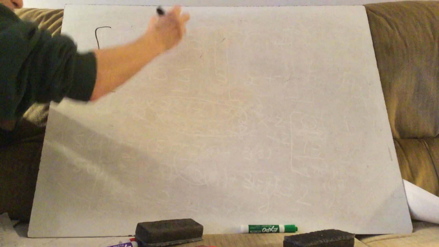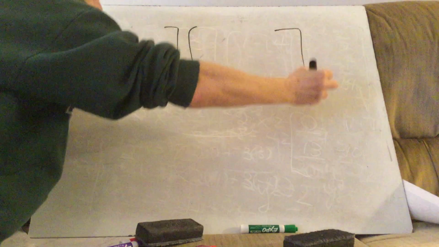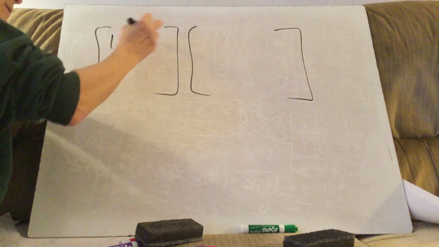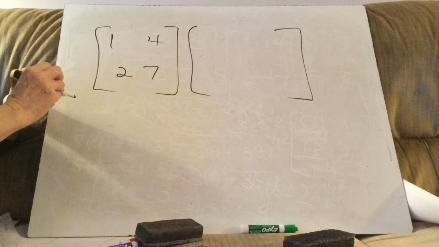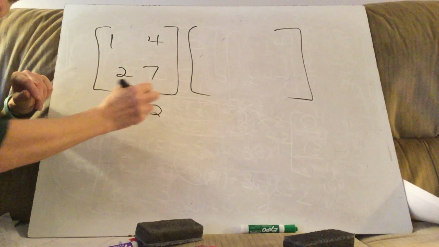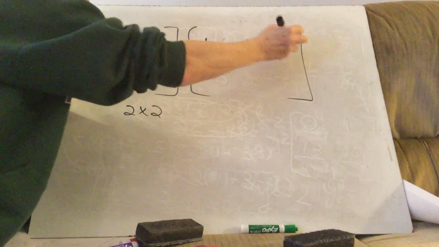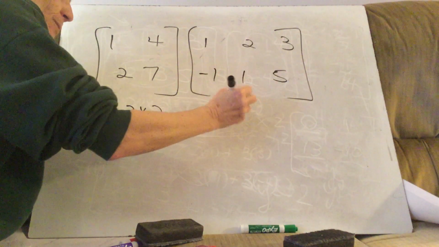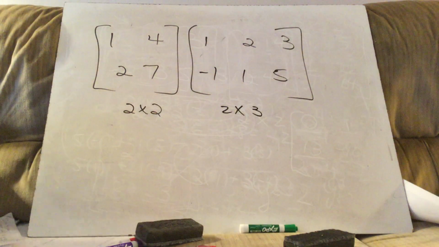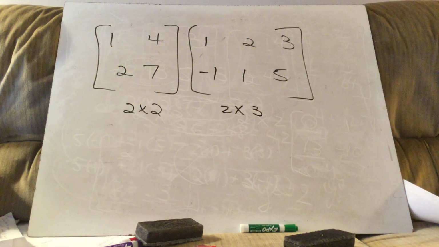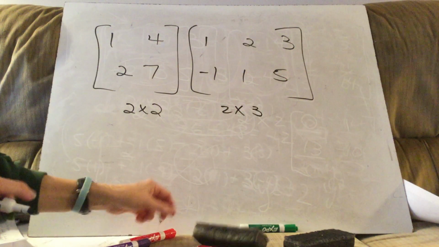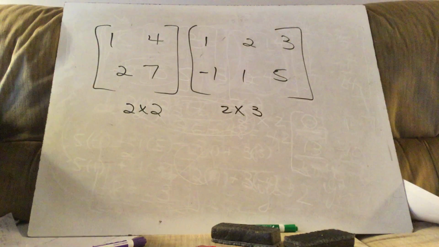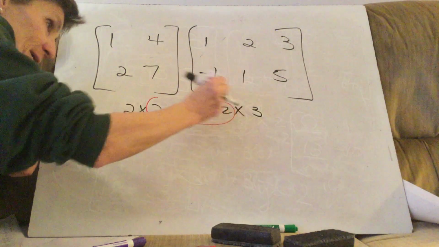Let's see. I'm going to take the same 2 matrices that I just had, but I'm going to put them in the other order. So I'm going to put them like this. There's my 2 by 2, and then here's my 2 by 3. So these are the same 2 I had a minute ago, but now I have them in a different order. Now I have the 2 by 2 times the 2 by 3. Is that a doable problem? Yes, it is, because those match.